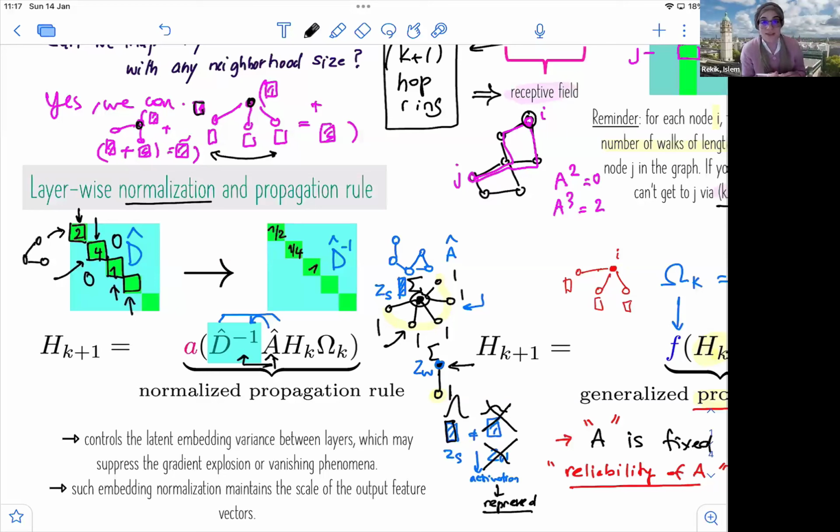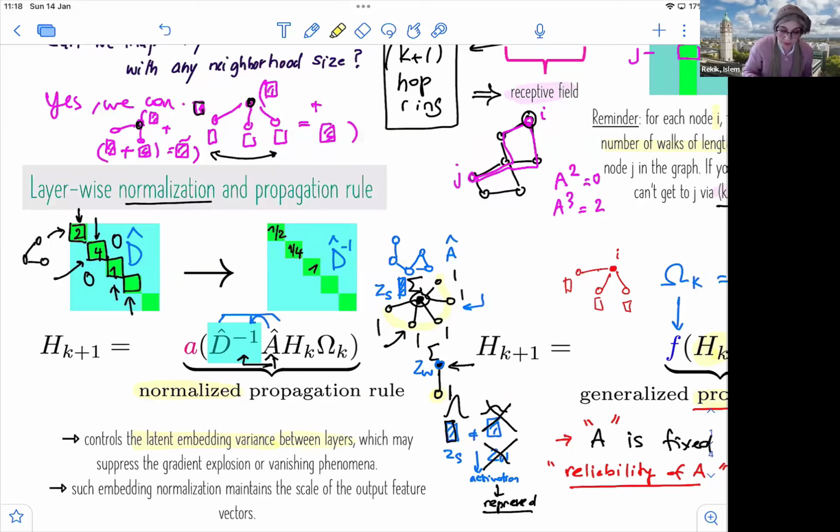So you guys can also try this. You can try to train a GCN using the simple propagation rule without normalization. So you remove the D, right? And then you look at your results. If you're doing classification, you examine accuracy, sensitivity, specificity, and then you can add the D back, normalize, and see whether you get better results. So this is what we call a normalized propagation rule, and it has fixed the problem that we had earlier without normalization. So it actually controls the embedding variance between layers.